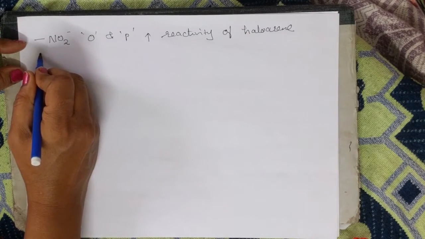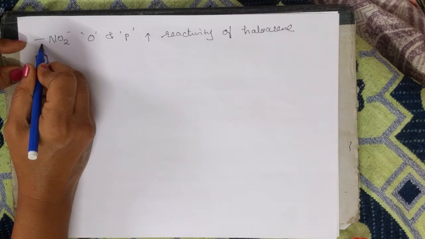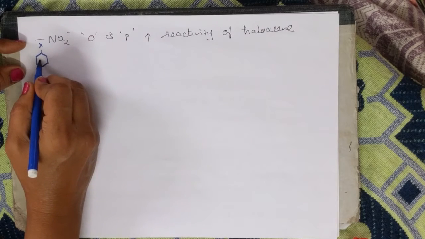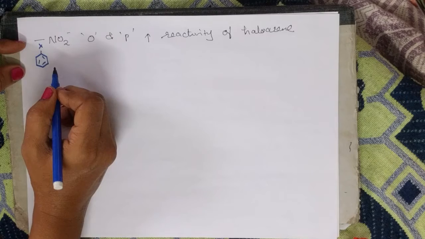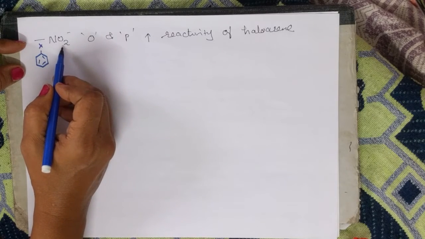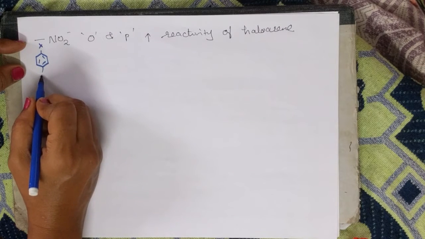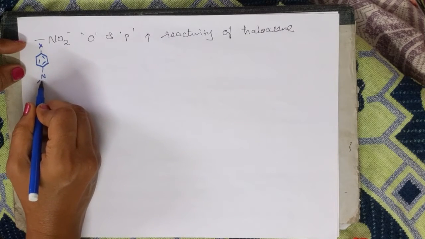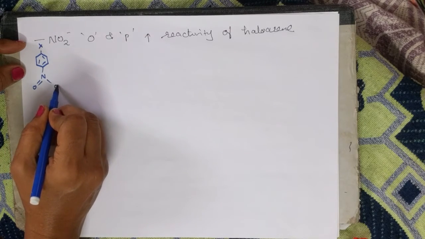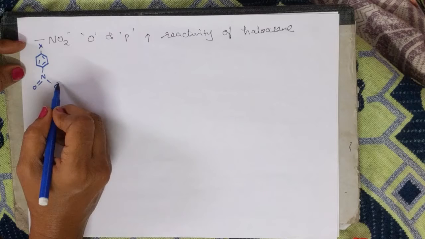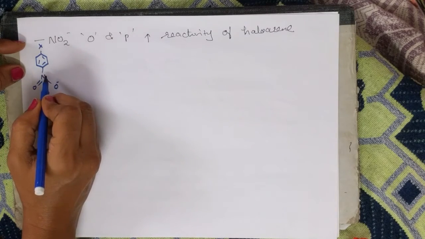First of all, we will just go with the haloarene. This is our haloarene, and we are adding our NO2 group in the para position. As you know, N is with the double bond O and another O is with the partially negative charge, and here the N is with the positive charge.